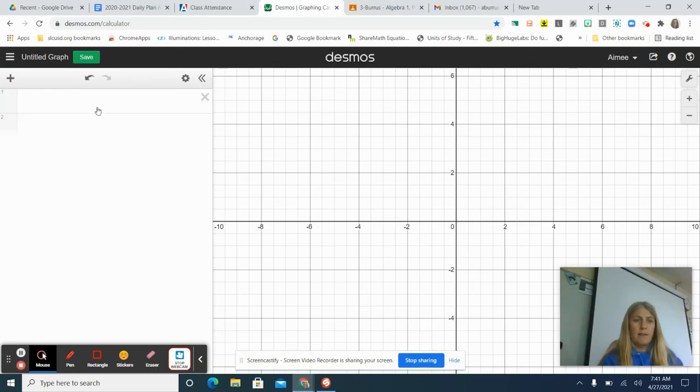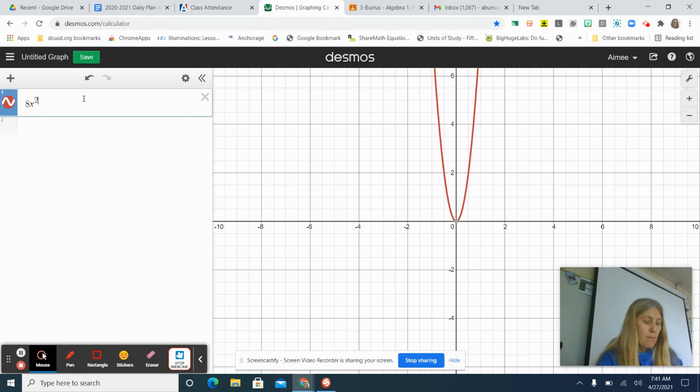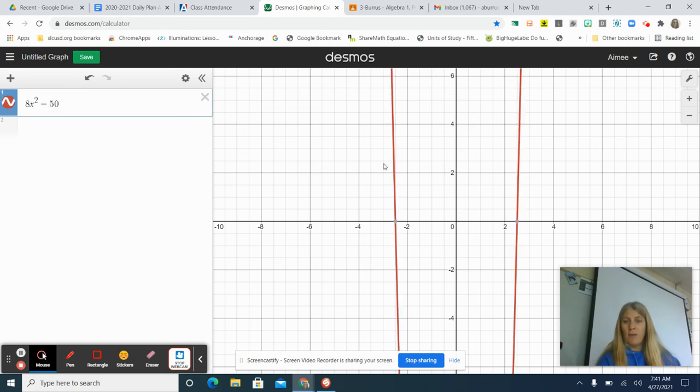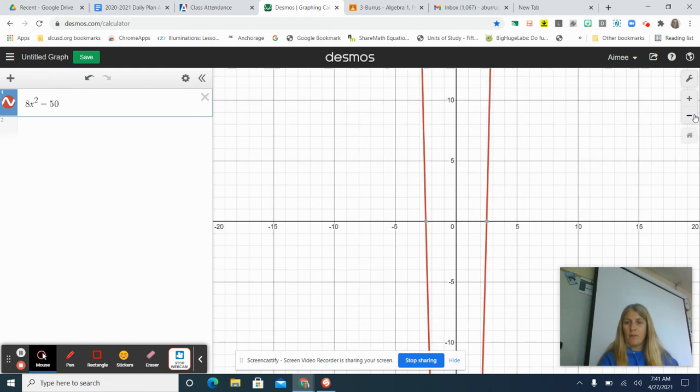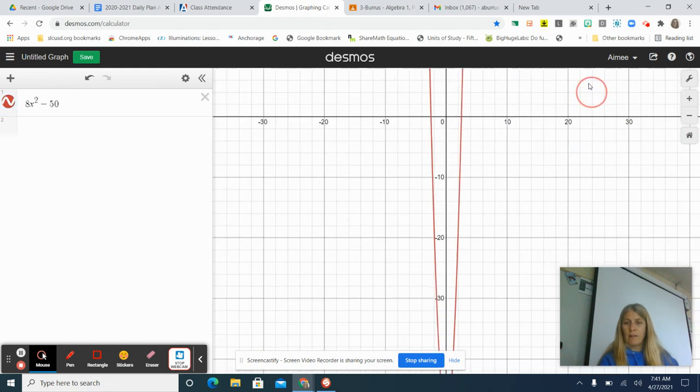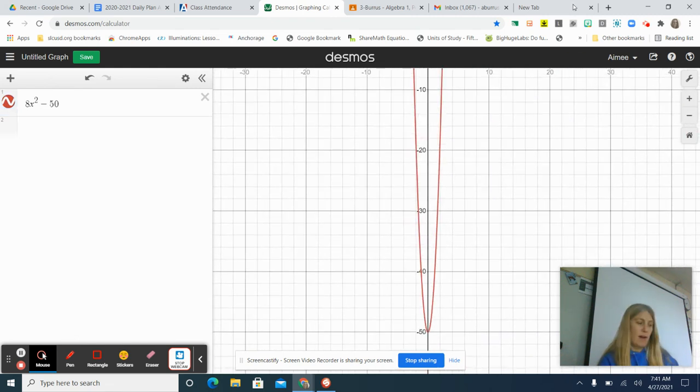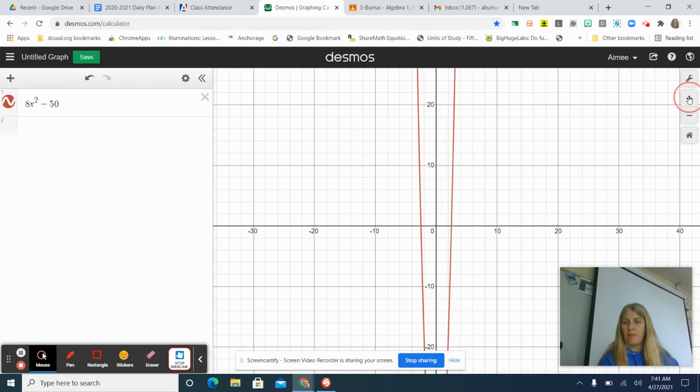parabola, that means that my vertex is going to be at 0. So 8x squared minus 50. And that means because my vertex is at 0, that these are going to be opposites of each other. So once again, one root at negative 2.5 and my other root at positive 2.5. It's a long, skinny guy because we do have that vertex at that negative 50.